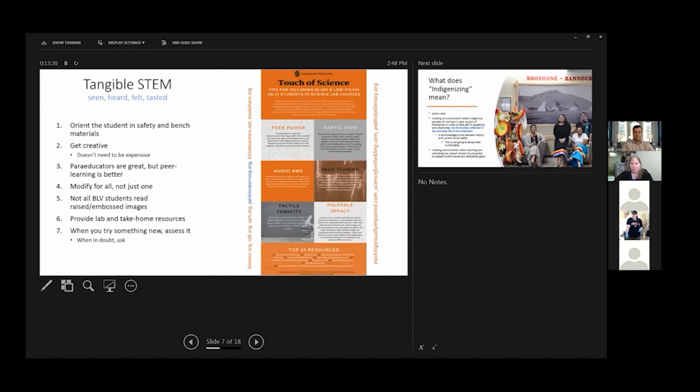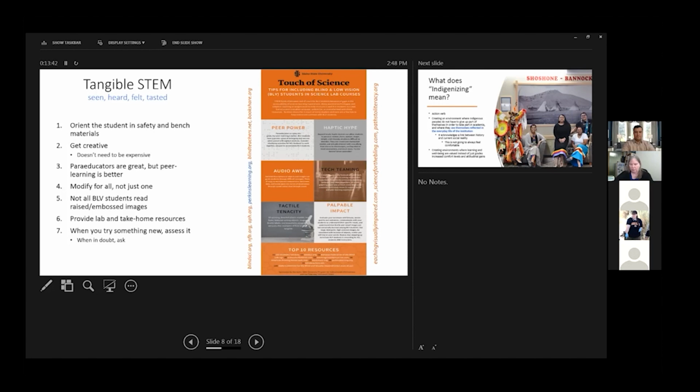And so overall for this, certainly the first thing that's important is orienting the student to bench safety in the laboratory and taking the extra time to do that. You do have to get creative a little bit. Using pipe cleaners and beads is one way. It doesn't have to be expensive. You don't have to buy all of these things.